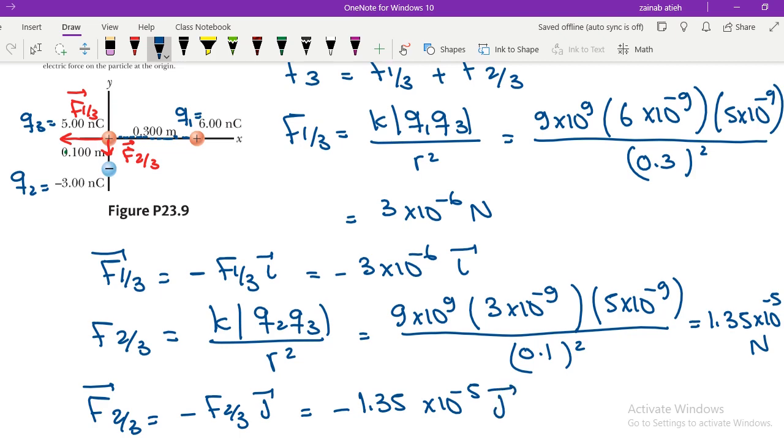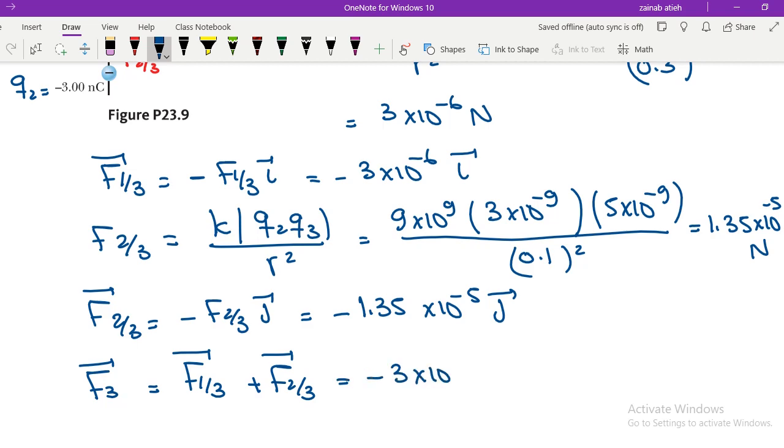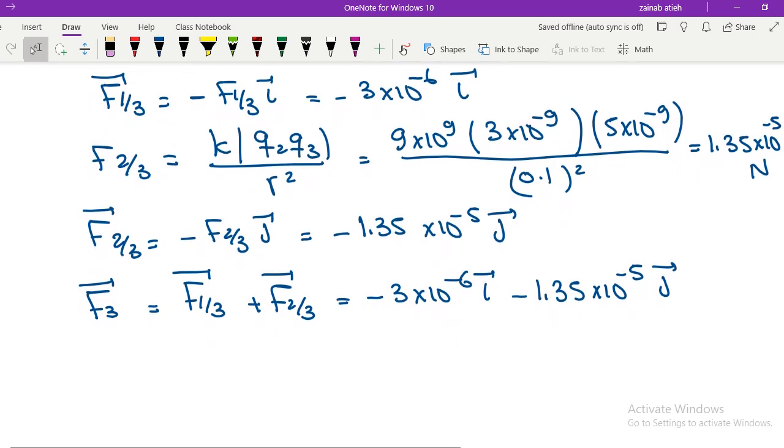Okay, I wrote F2 on 3 as a vector. Now I have F1 on 3 as a vector and F2 on 3 as a vector. Now I can add them in order to find the total force acting on Q3. So F3 is equal to F1 on 3 plus F2 on 3, which is equal to minus 3 times 10 to the power minus 6 i minus 1.35 times 10 to the power minus 5 j. Okay, done. I cannot add them further because one of them is along i and the other is along j, so they will remain like this.